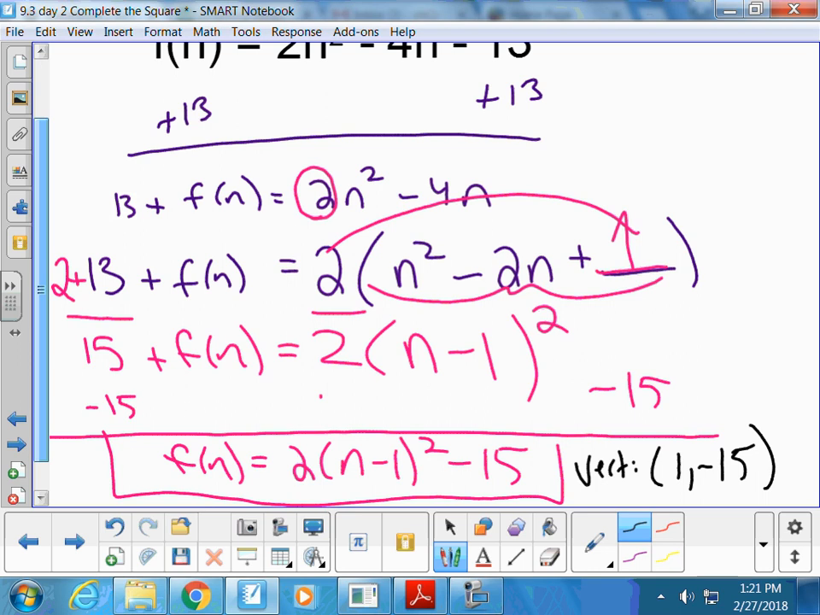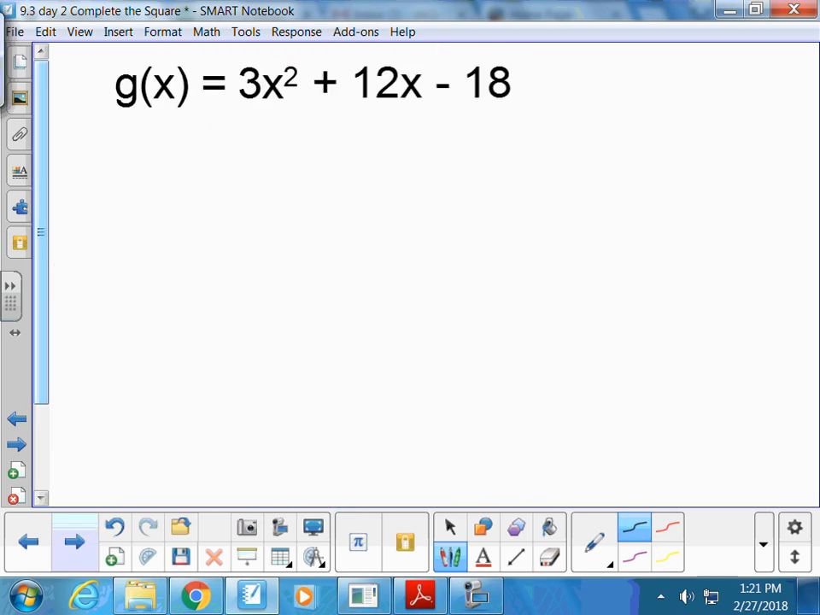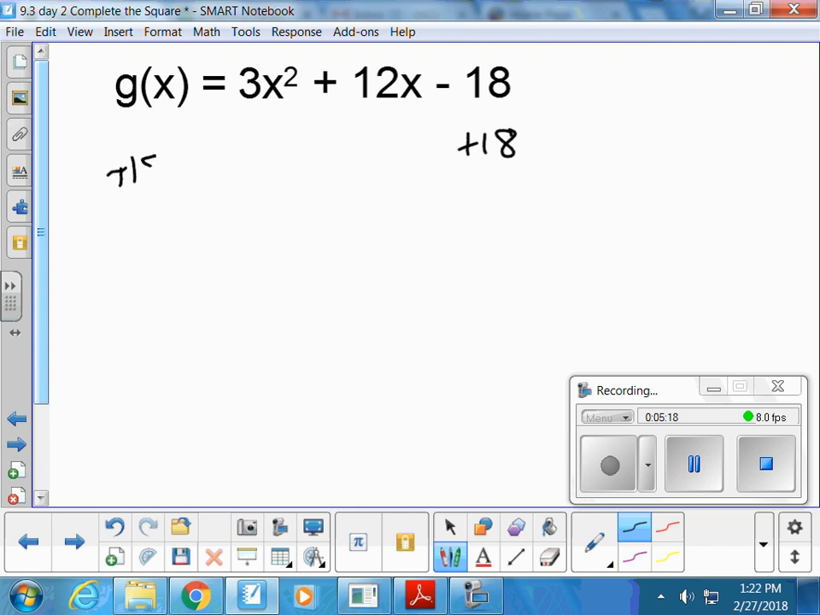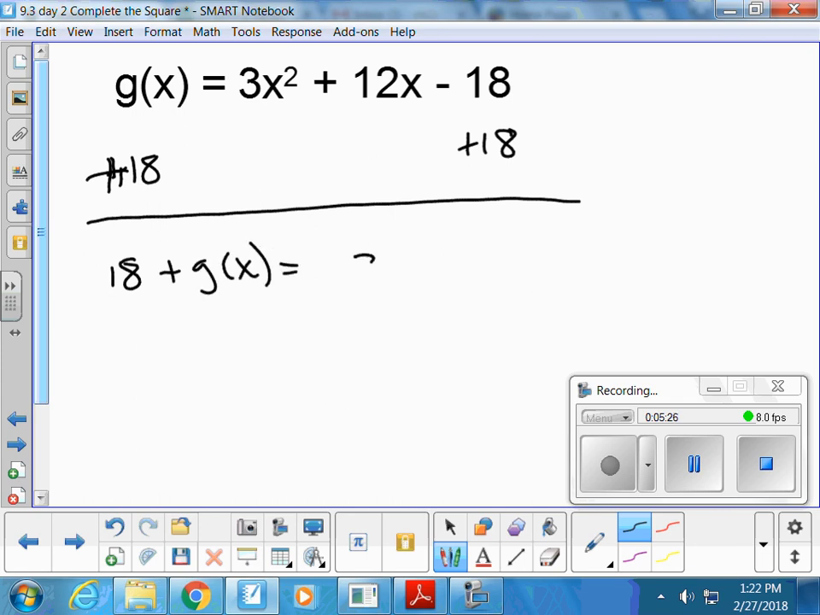All right, let's try another one. Go ahead and draw it down. So let's go ahead and move the 18 over. That just kind of clears some space so we can do magic number stuff and some factoring. That should be a plus sign. So if 18 plus g of x on the left-hand side, we'll have 3x squared plus 12x on the right-hand side.